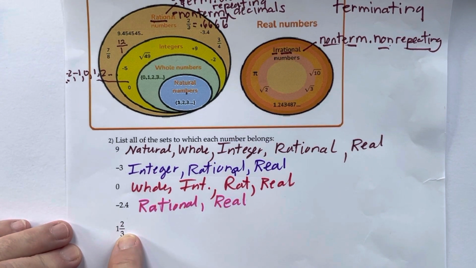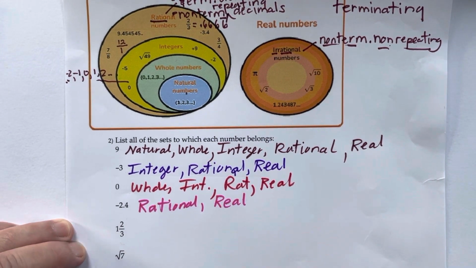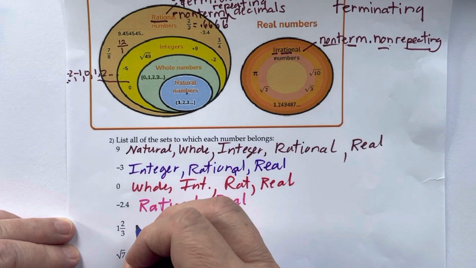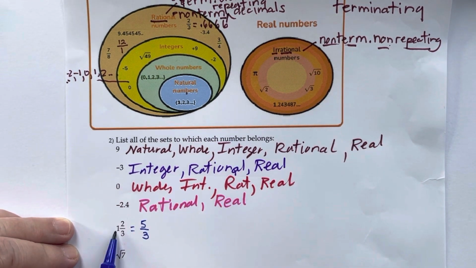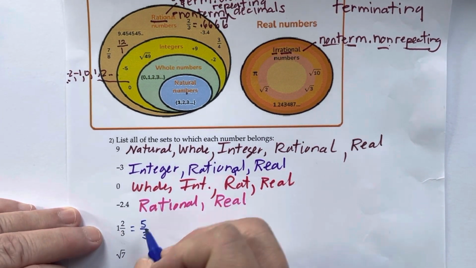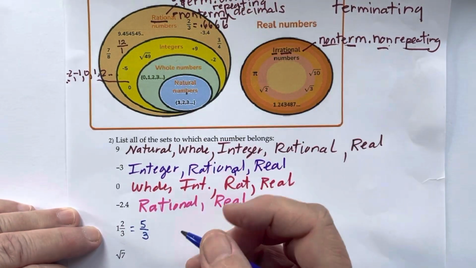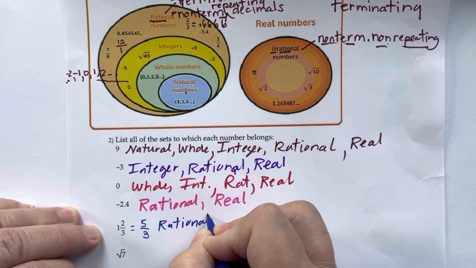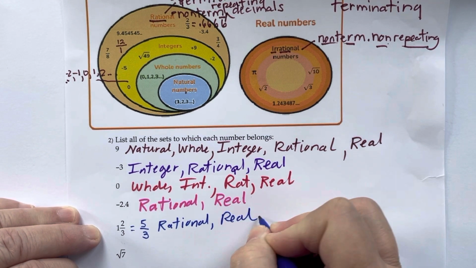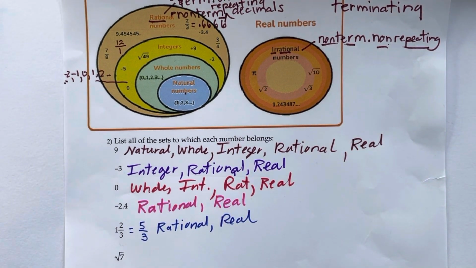This is 1 2/3, which, if you write it as an improper fraction, which we'll be doing as part of a review, is equal to 5/3, right? Because you multiply 1 times 3 and then you add the 2 to get 5/3. We'll do that later. That's a rational, it's a ratio. So we'll put rational. And then let's put real. All right, and that brings us to our last example.